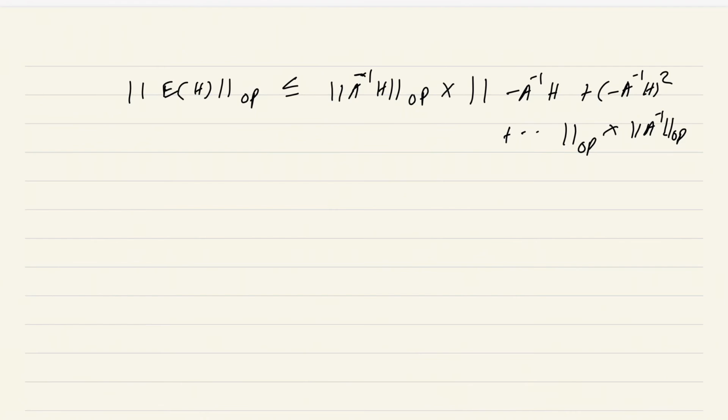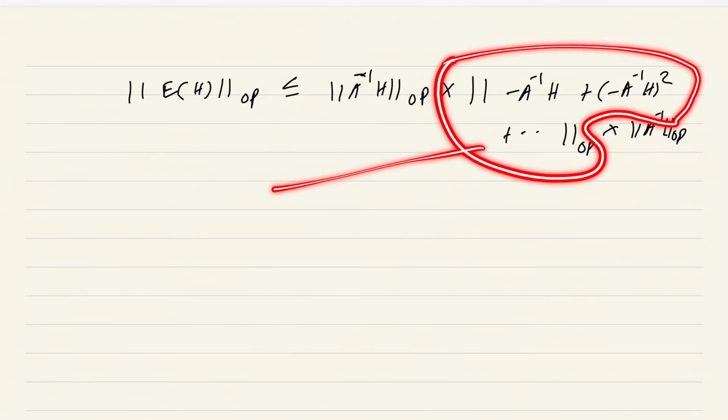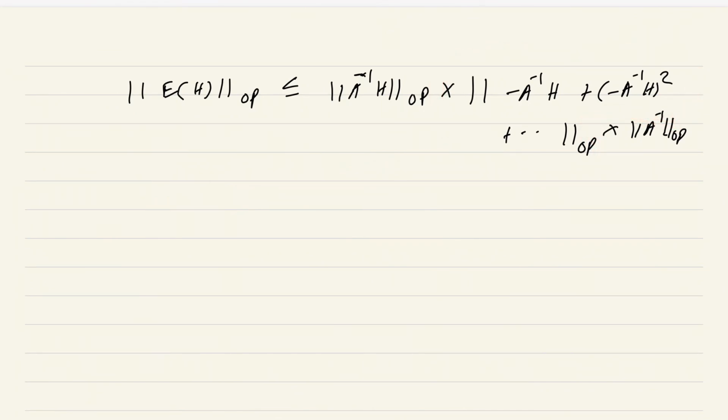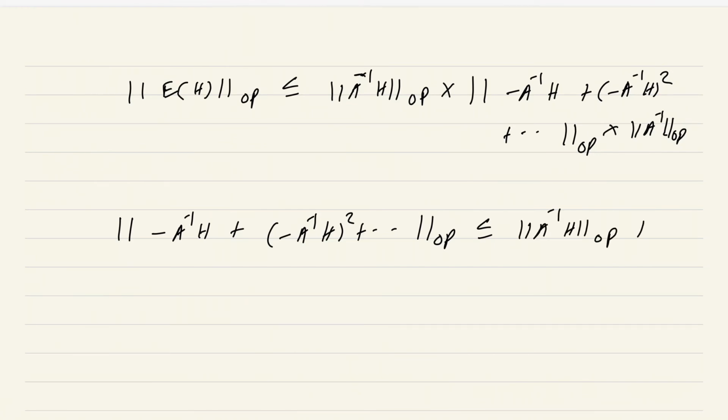Okay, now you have this huge expression here. Now it is straightforward to check that this expression is going to be less than or equal to, so let me for clarity write the whole thing again. Norm of minus A inverse H plus minus A inverse H squared plus dot dot dot operator norm is less than or equal to norm A inverse H operator norm plus norm of A inverse H operator norm squared plus dot dot dot. So I have sort of applied a generalized triangle inequality.